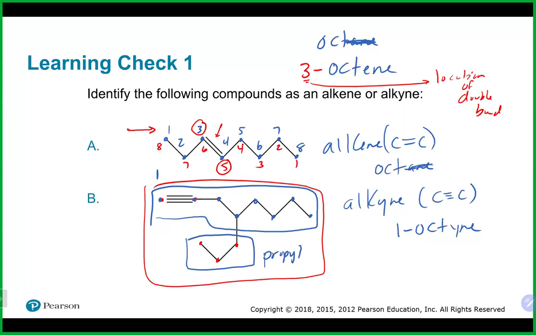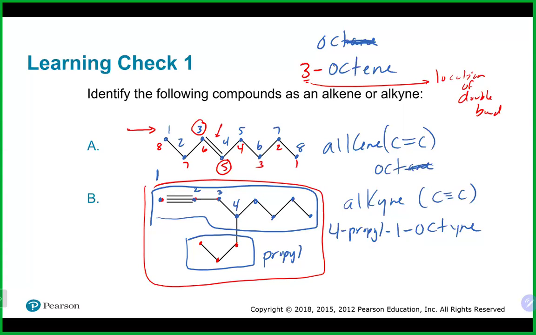Lastly, here we need to give the location. Since we locked this one into being carbon number 1, this would be carbon number 2, that would have to be carbon number 3, and that means our propyl group would have to be carbon number 4. Just like everything else we did, this is going to be 4-propyl-1-octyne. So again, it works the same way as alkanes.